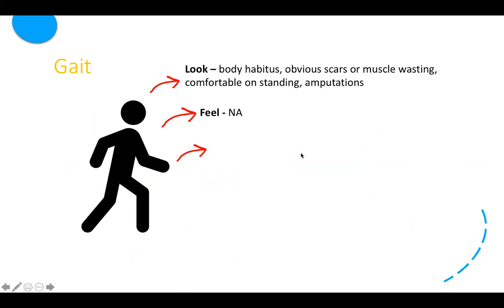Feel is not relevant in the gait, but in terms of move, there are three main things you're looking for. So first is stability, especially on turning. So are they able to walk comfortably? Do they fall or do they need some support? And especially while turning, because sometimes patients can get a bit dizzy when they turn. So you want to see, is there something going on there?